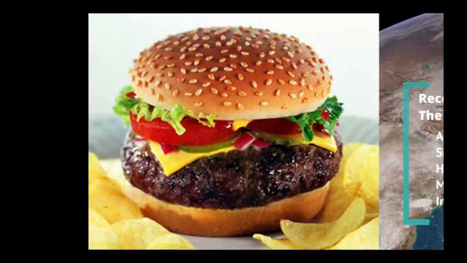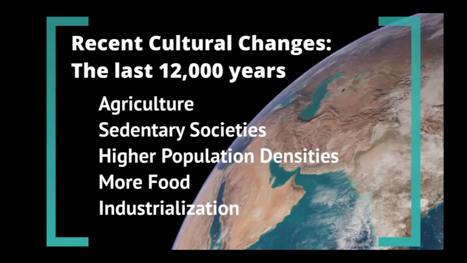So we've seen in the last 12,000 years lots of cultural change, an exponential increase in cultural change. We see the origins of agriculture, the origins of sedentary societies. We see higher population densities, and really this is going to be one of the cruxes of today's entire theme, population density. Because we'll see there's a relationship between population density and innovation. You see more food on the basis of these sedentary societies and higher population densities. You've got to have the food to be able to match consumption, right? And then its very extension, you see industrialization, of which we are in a culture that is post-industrial.